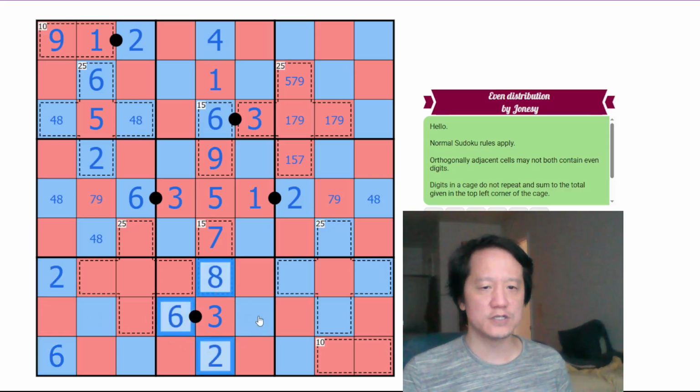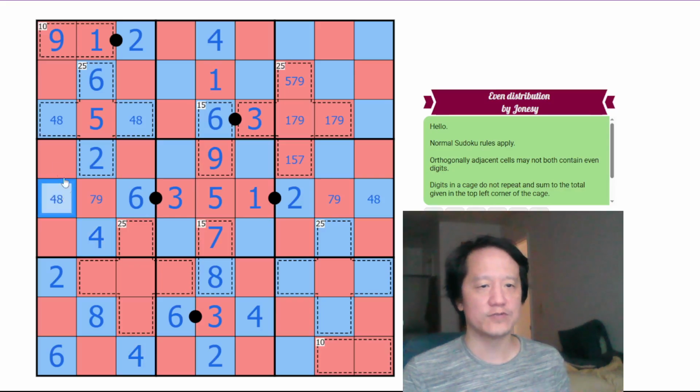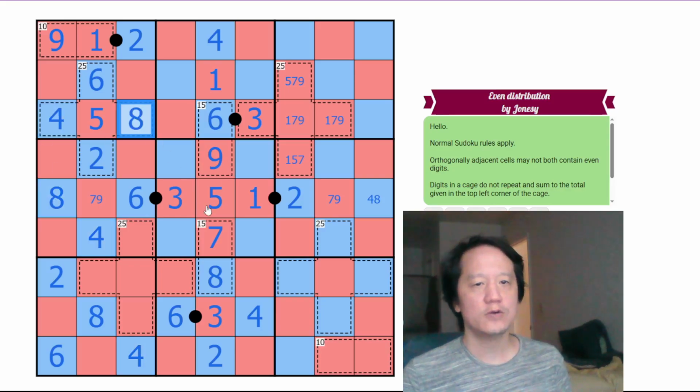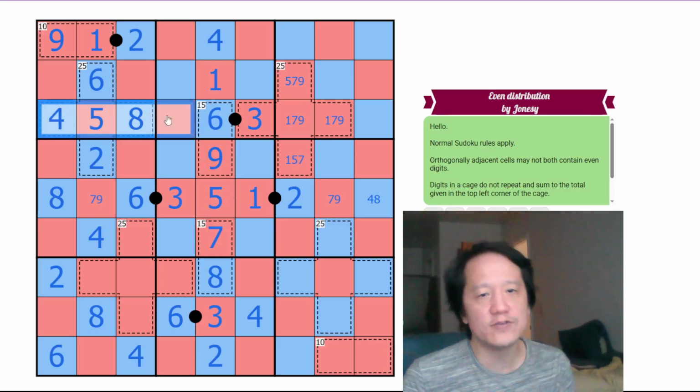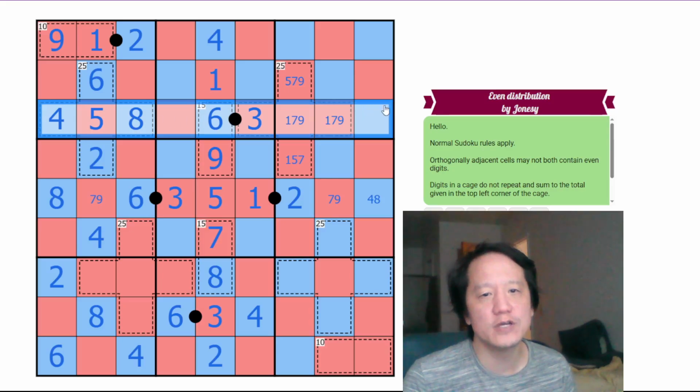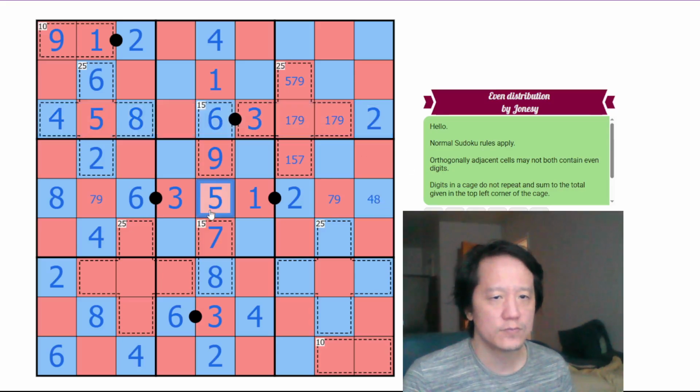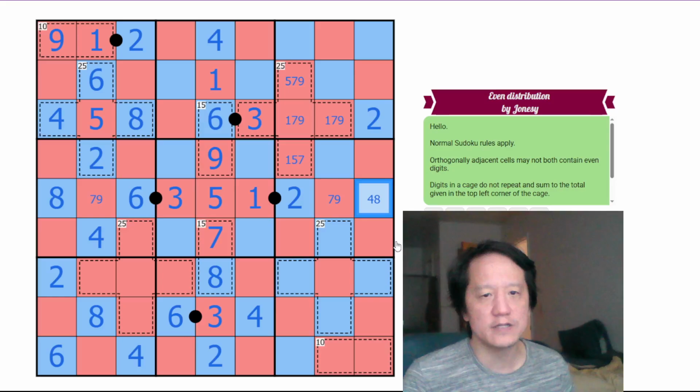We have 2, 6, and 8 here. That leaves that as a 4. This can't be 4, 6, or 2, so that makes this 8, which makes this 4. That leaves the remaining even digit in the box as a 4. 4 eliminates 4 here, so that's 8, which makes this 4, which makes that 8. Last remaining even digit in row 3 is a 2. 8 eliminates 8 in the rest of row 5, so that's a 4.